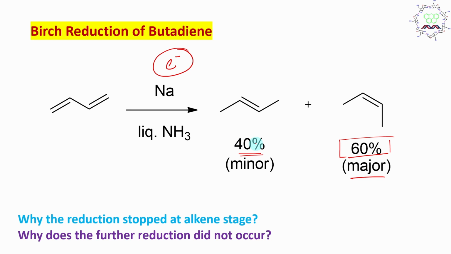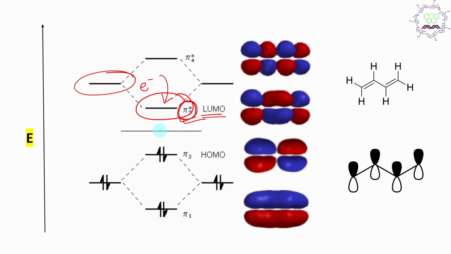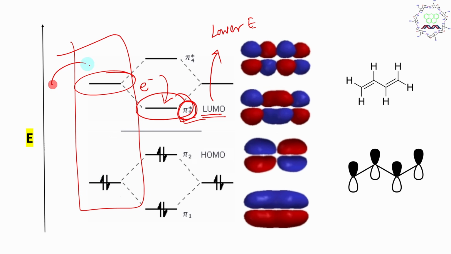Now you may ask one question, sir, why does the reaction not proceed further, meaning from this to this, why does it stop at the alkene stage? Because previously there is a diene, meaning 2 alkenes, 2 double bonds, and 1 double bond is reduced. Now if you look at the electron acceptance, in the case of the diene, the electron is accepted here, the LUMO, which is lower in energy. But in the alkene case, the LUMO is this one, so it is comparatively higher in energy, so it cannot accept the electron as efficiently. So that's why the reaction does not proceed further and stops at the alkene stage.